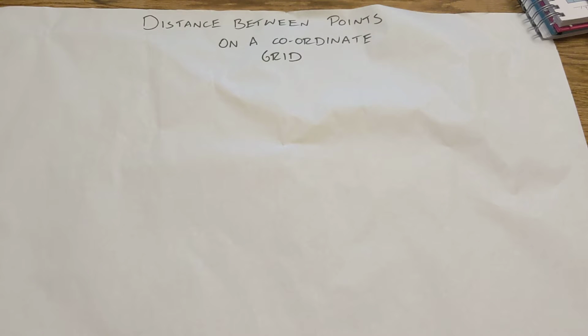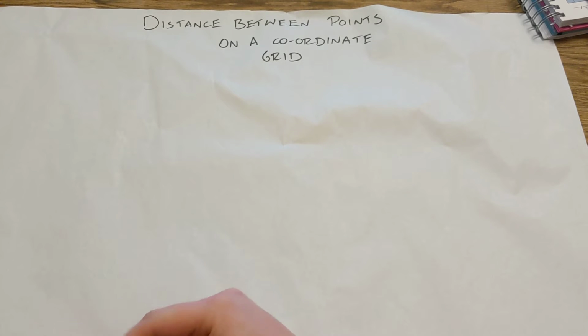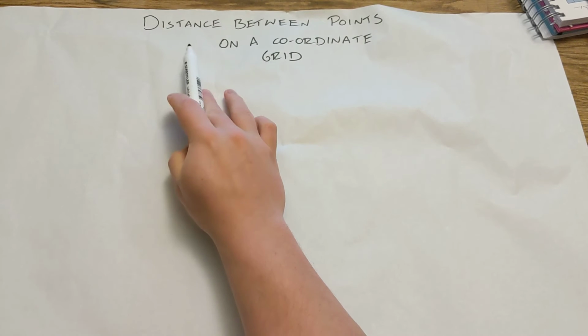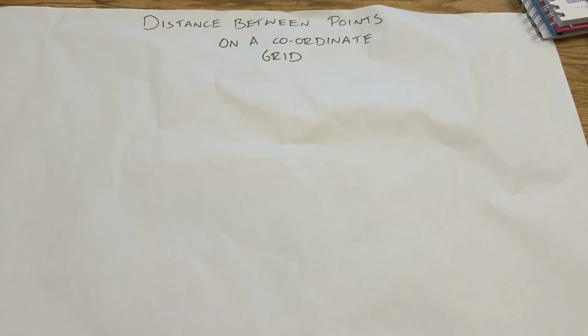Right, welcome to the video. This time we're going to be looking at another thing we can use Pythagoras for, okay? And that thing we can use it for is to work out the distance between points on a coordinate grid.